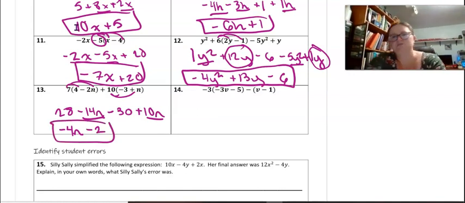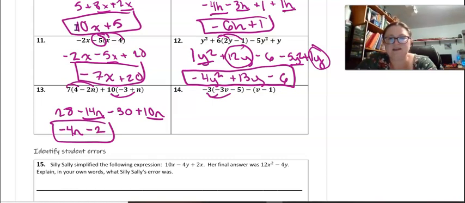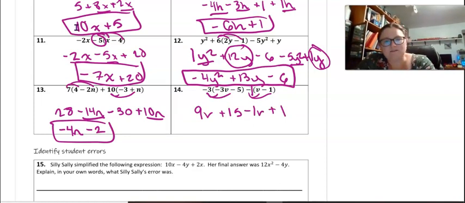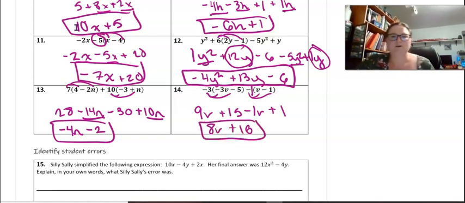And then our last distribute and combine problem, we're going to have another 2 sets of parentheses, but this second set of parentheses has a negative and then nothing. So it's -1 distributing to v and -1. And the first one is -3 to -3v and -5. So -3 times -3 is positive 9v plus 15 minus 1v plus 1, because -1 times -1 is positive 1. All right, then we have 9v minus 1v is going to be 8v, and 15 plus 1. So hopefully you've done all those right so far. If you haven't, go back and fix the ones you did wrong.